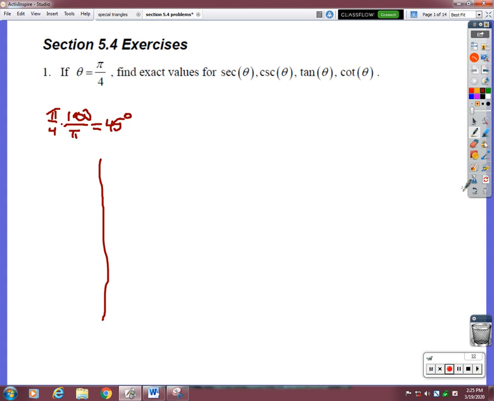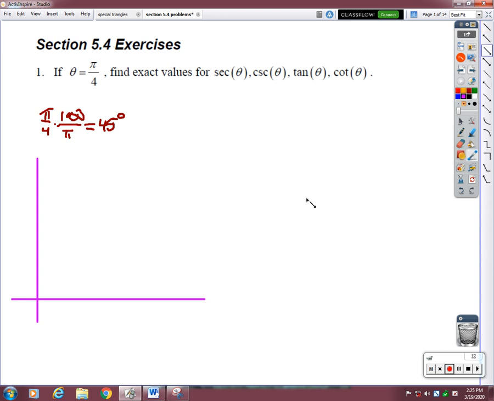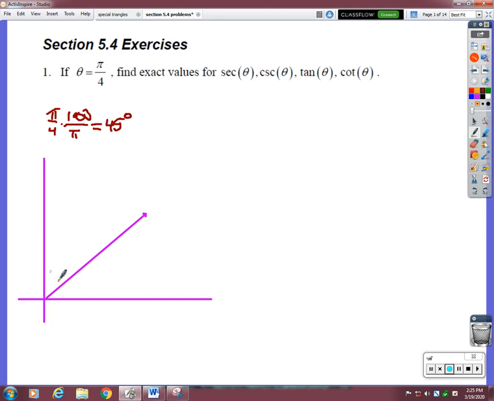So let's, all right, Aldrich, let's do better than that. Let's draw that reference angle of 45 degrees. Okay, so here's my 45. So obviously we have a 45, 45, 90. The sides are 1, 1, and the square root of 2, which means the coordinates of this point are 1, 1.